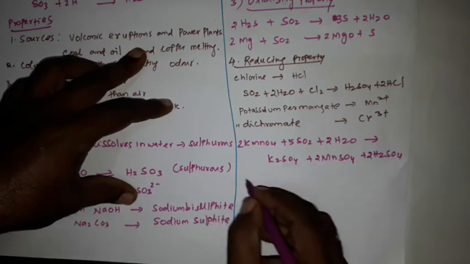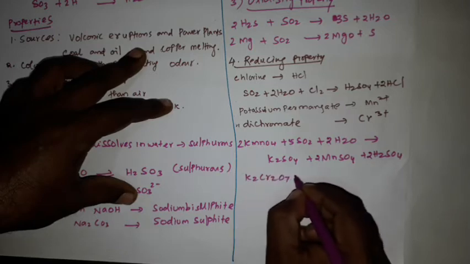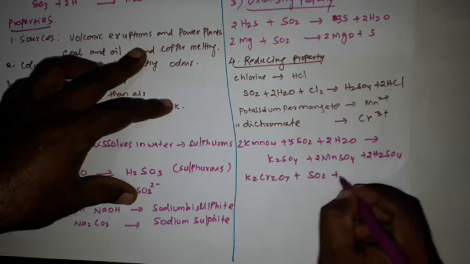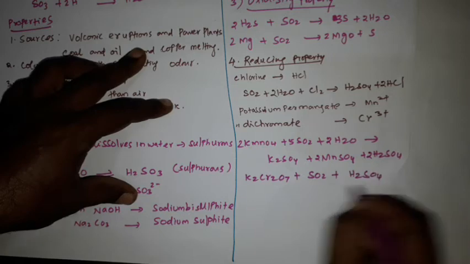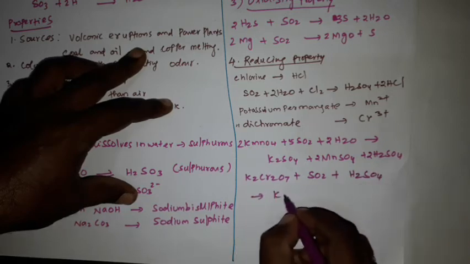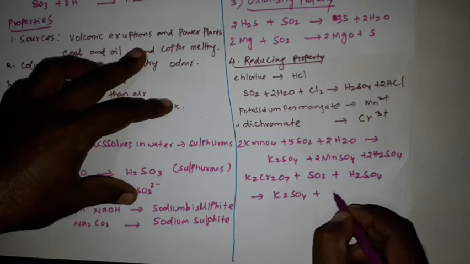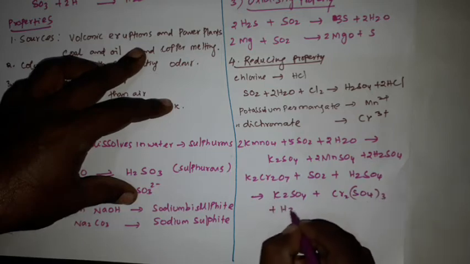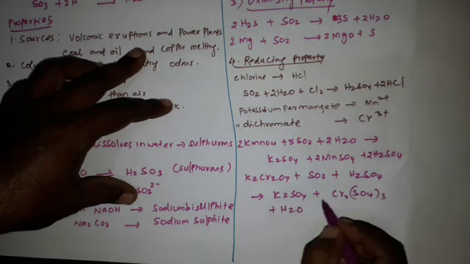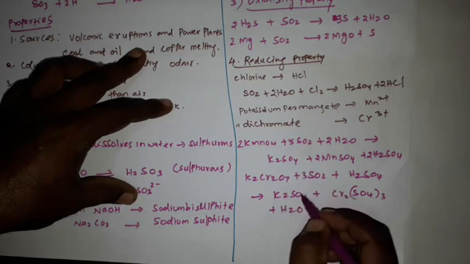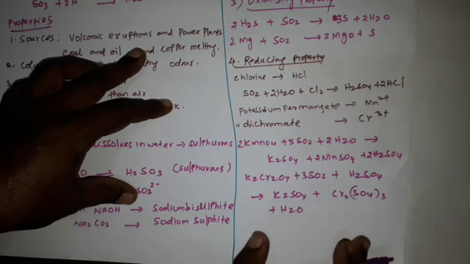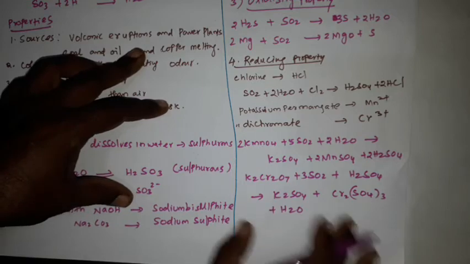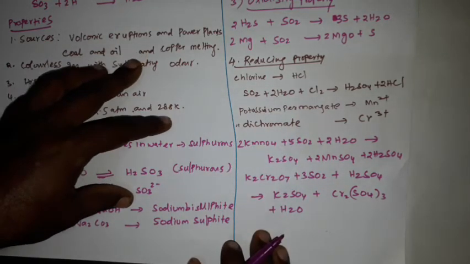Okay, next one, potassium dichromate, that is K2Cr2O7 plus sulfur dioxide plus H2SO4, it will produce K2SO4 potassium sulfate plus chromium sulfate, Cr2(SO4)3, plus H2O. So balance the equation, put 3 here, then here, that's all. The equation is balanced. Okay, so that's all about reducing property.